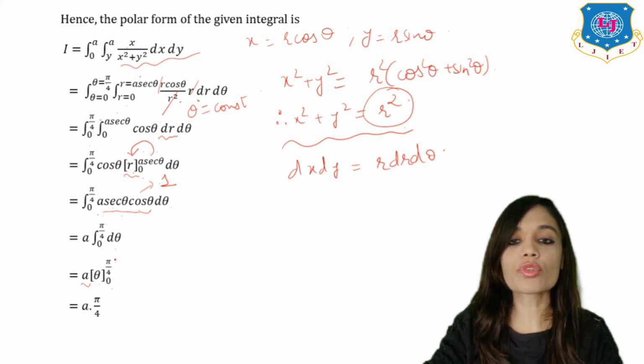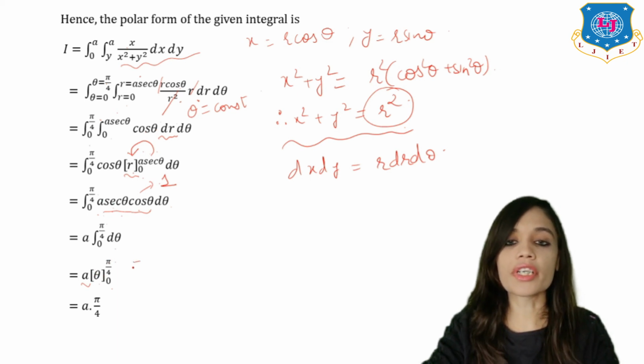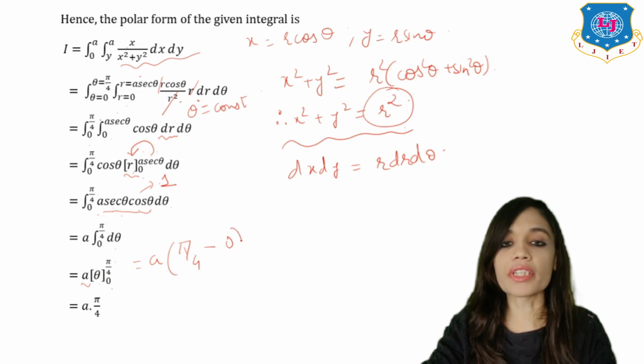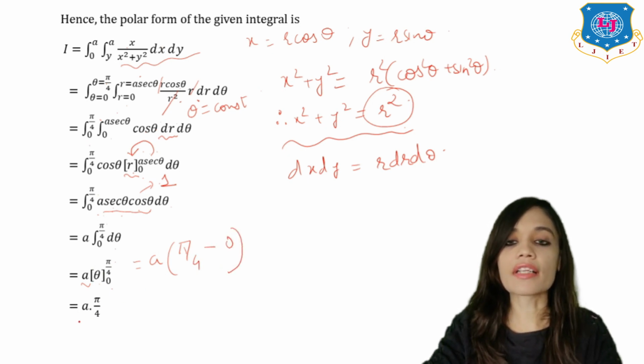Now let us put the limits in place of theta. Whenever you replace the limit, you will get a times pi by 4 minus the lower limit, that is 0. So the final answer is pi by 4 times a.